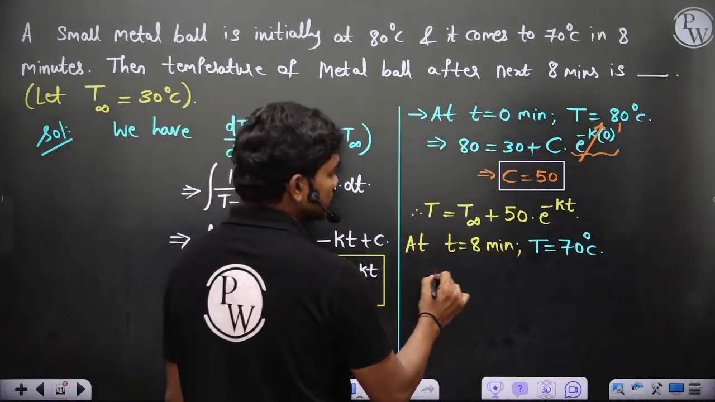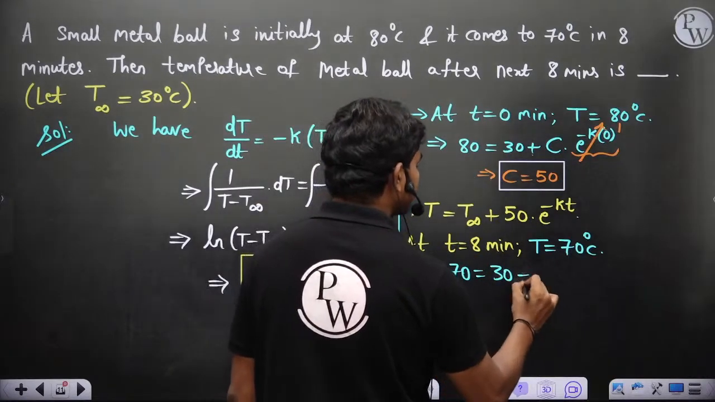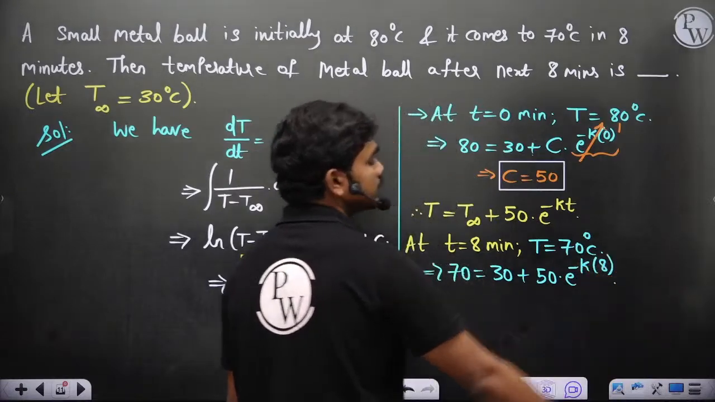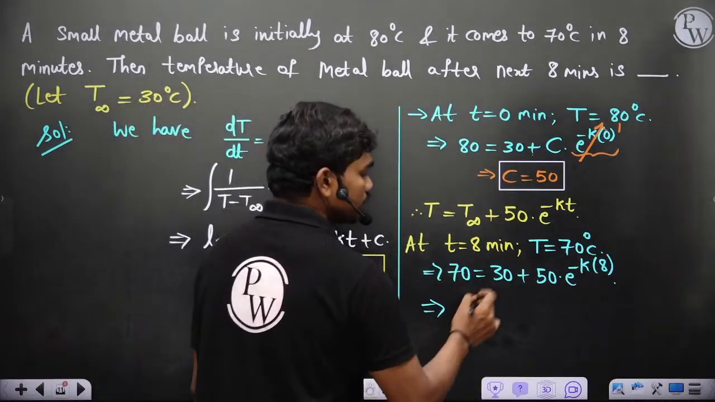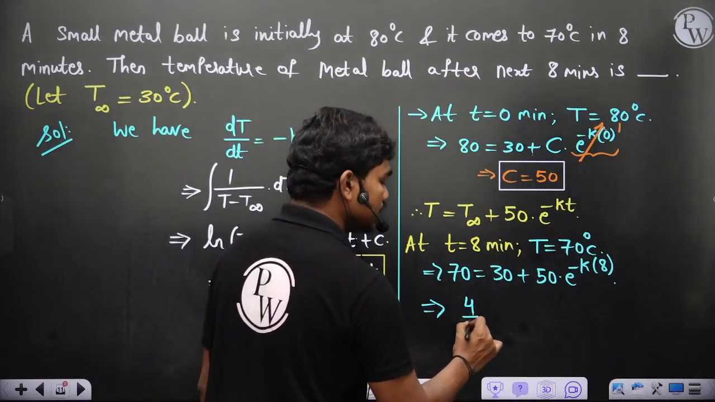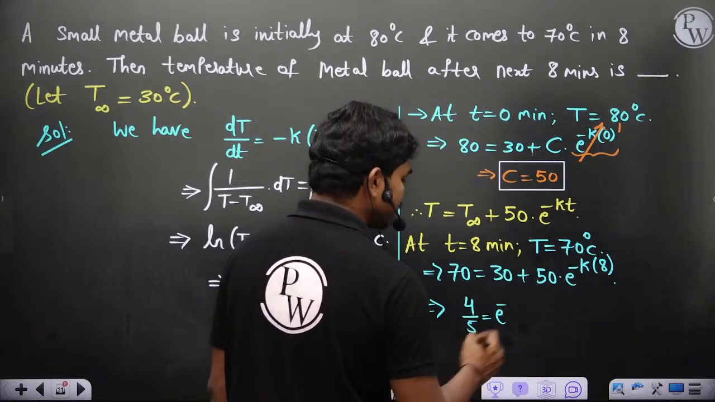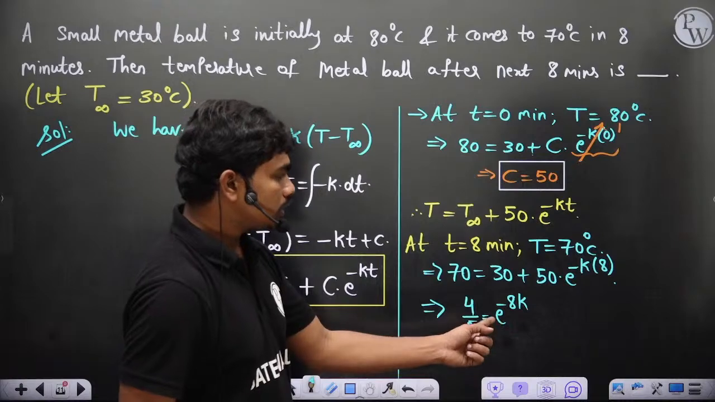So if you replace this here, 70 is equal to T infinity, which is 30, plus 50 into e power minus k times 8. So let us compute this value. 70 minus 30 is 40, 40 by 50, so 4 by 5 is equal to e power minus 8k. So you can check this k value.